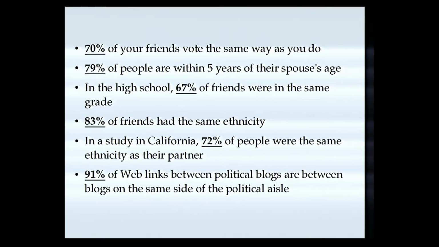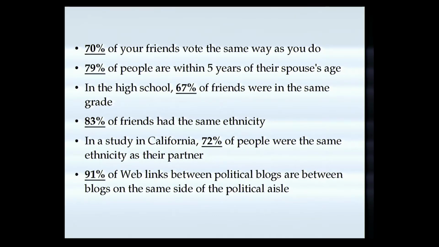79% of people are within 5 years of their spouse's age. So that's the plot that we just saw. In that high school study that I showed, 67% of friends were in the same grade, in other words, within a year of each other. And 83% of friends had the same ethnicity. There was another study done of dating couples in San Francisco, California. 72% of people in that study were of the same ethnicity as their partner.